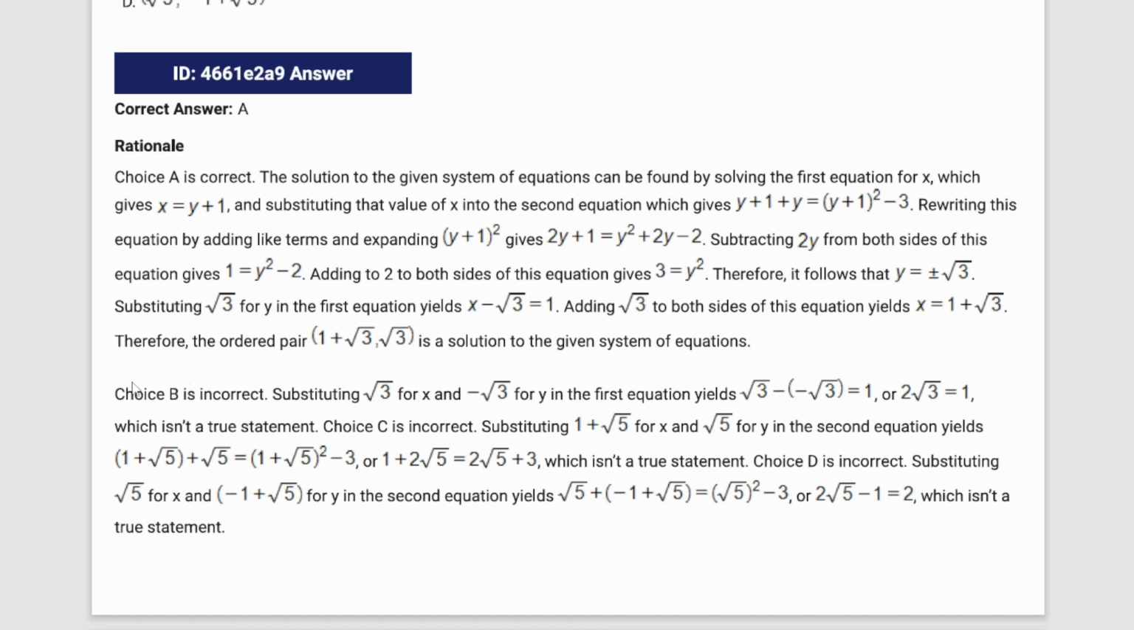I also want to point out the quote-unquote explanations for the wrong answers. For example, we have here, choice B is incorrect. Blah, blah, blah yields da-da-da-da-da, which isn't a true statement. Choice C is incorrect. Substituting blah, blah, blah yields da-da-da-da-da, which isn't a true statement. Choice D is incorrect, da-da-da-da-da, this isn't a true statement. Basically, each of these explanations just says, this choice is incorrect because it doesn't result in a true statement. This kind of explanation is only going to be helpful for someone who pretty much already understands this question and how it works. Most of these wrong answer choices would be the result of making an algebra mistake when employing this unnecessarily long and inefficient algebra solution. That's another advantage of using the graphing calculator, is we can't really fall for those kinds of wrong answer choices.